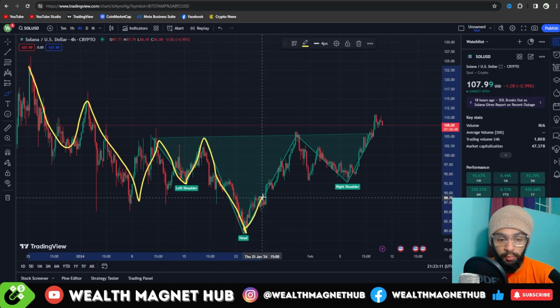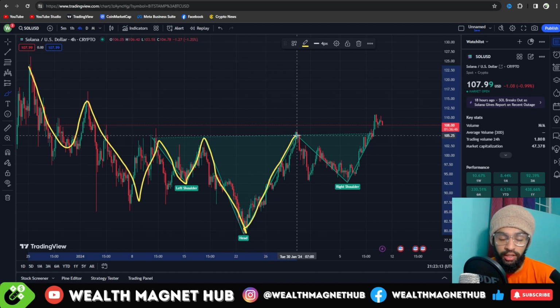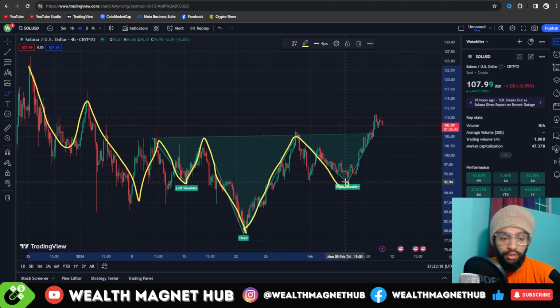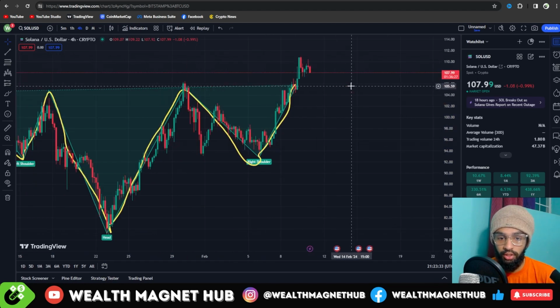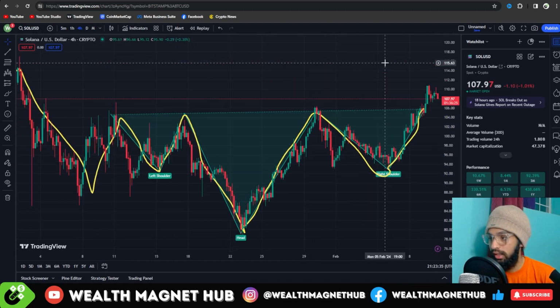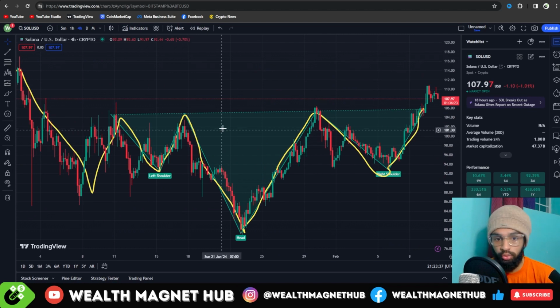Then we head back to the neckline, once again hitting that price target, and then we create another shoulder like the left shoulder, at similar prices, and we then move to the neckline once again. So this is basically what an inverse head and shoulders pattern looks like. That's what we are seeing right now in Solana, and it's about to move the price crazy.